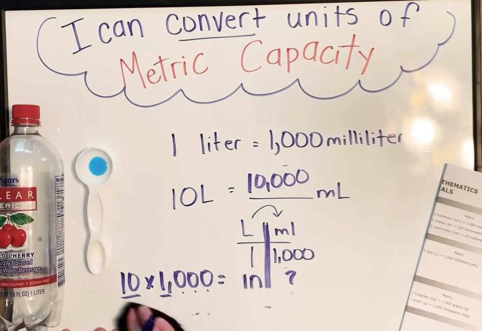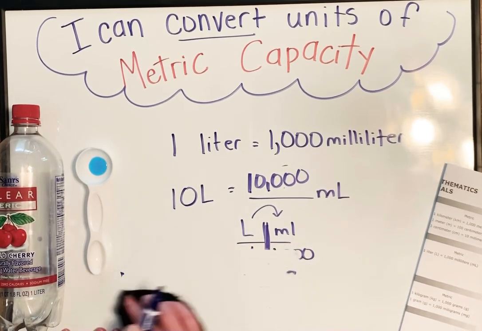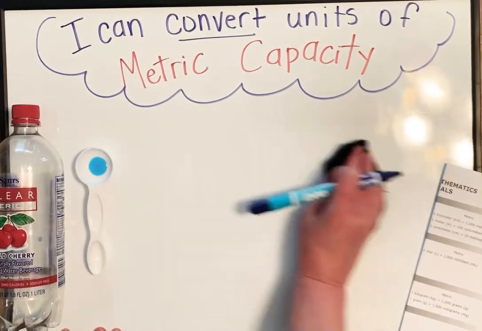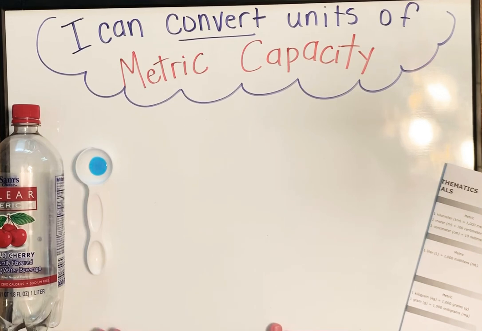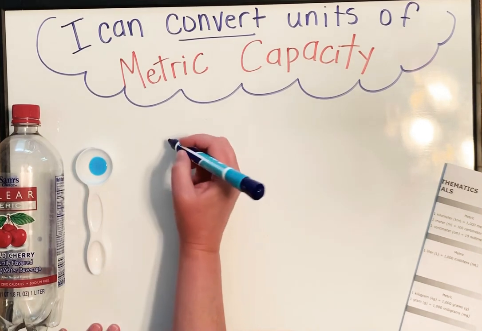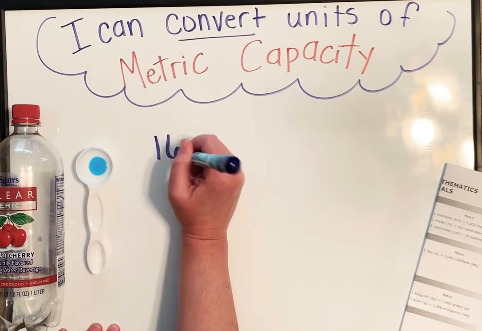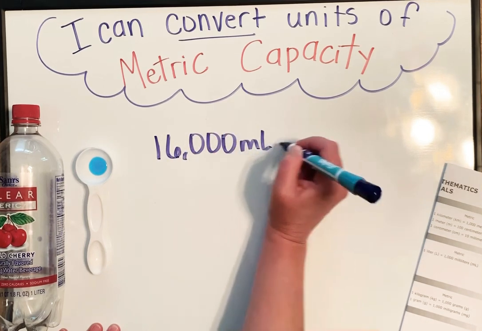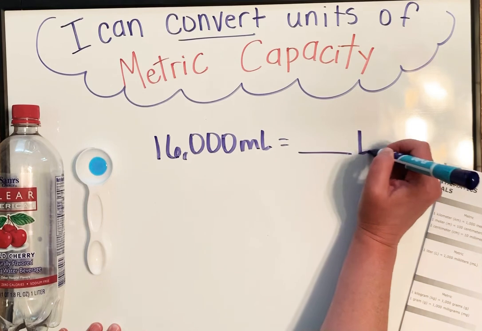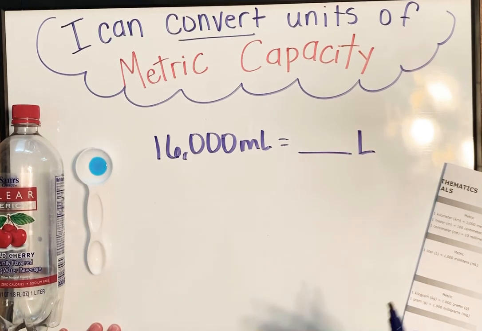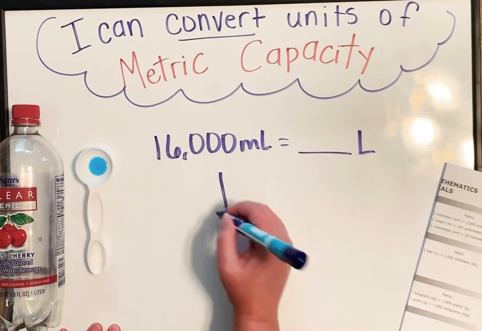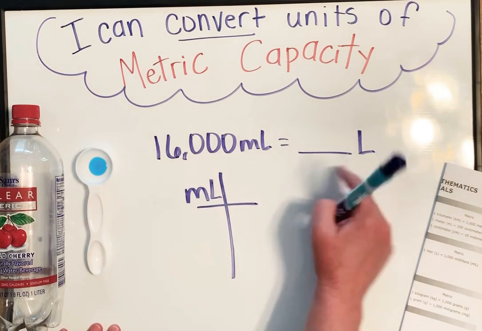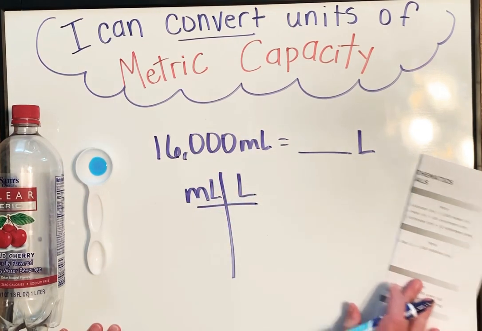Okay. Let's do an example where we're going the other way. So what if I gave you the milliliters and we had to figure out the liters? Let's do an example. Say I had 16,000, that's a big number, milliliters, and I'm trying to figure out how many liters I have. Again, make your T-chart, milliliters, liters over here.